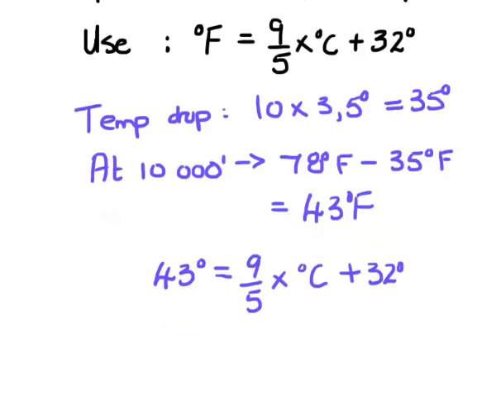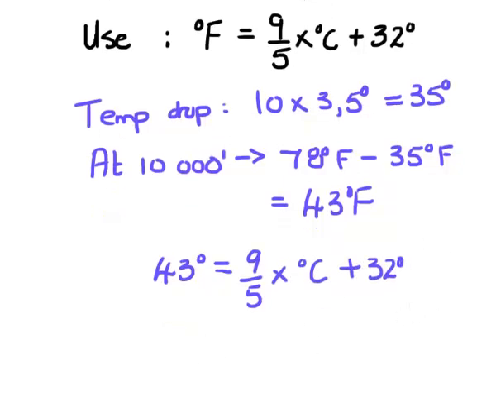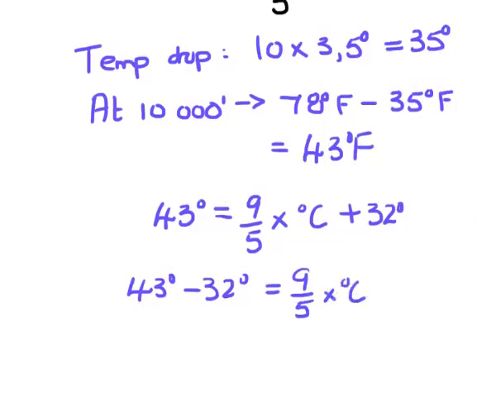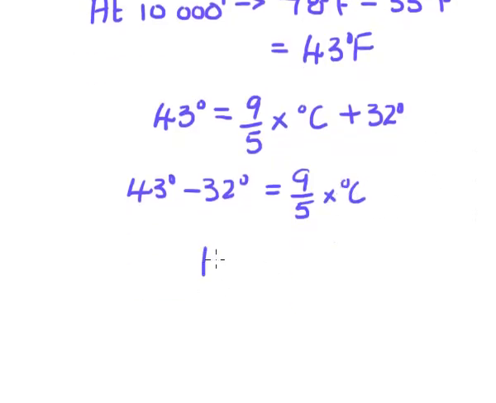Okay, so let's have a look. The first thing we've got to do is take our plus 32 onto the other side. So we're going to say 43 degrees minus 32 degrees is equal to 9/5 times degrees Celsius. We subtract this, it's going to give us 11 degrees.